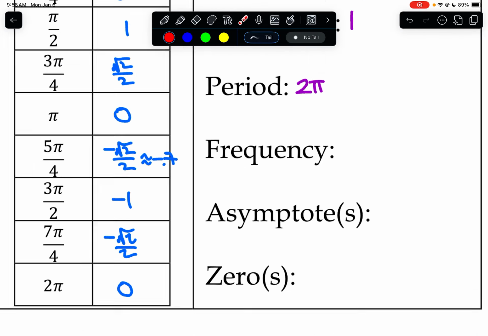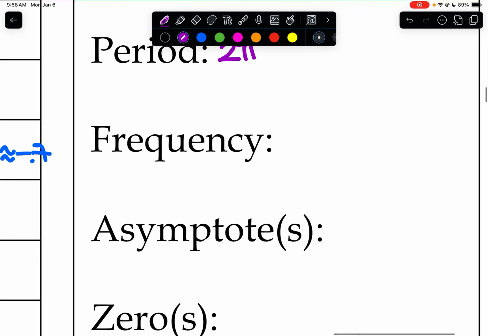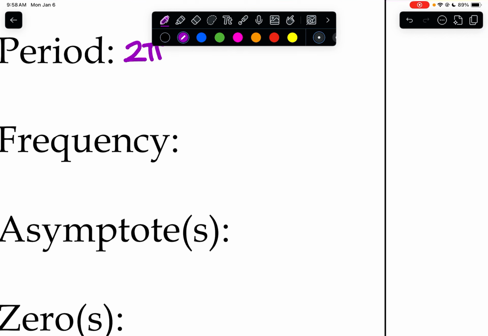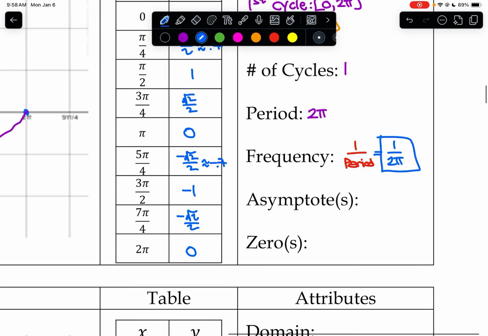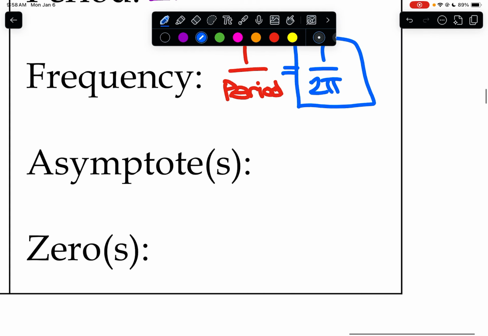Okay, the next part is what we refer to as the frequency. To find this value, it's just 1 over the period, and then you simplify that value. So 1 over the period, in this case, would be 1 over 2 pi. That would be your frequency. In terms of asymptotes, we are not undefined on any of these values, so for asymptotes, you can just write none.